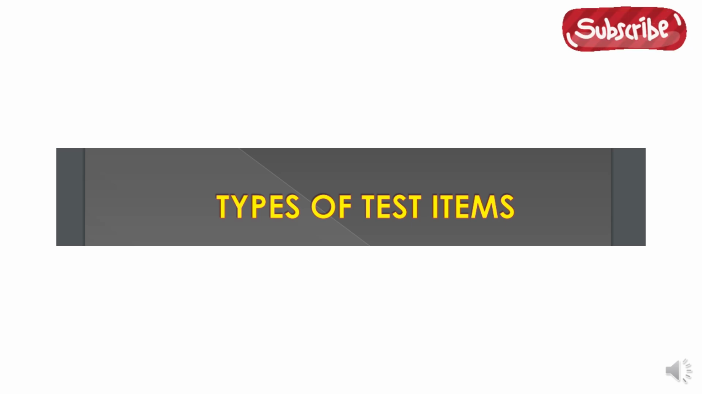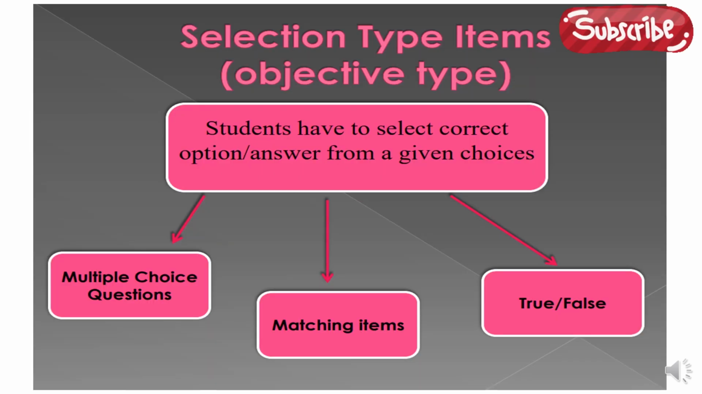And welcome back. So our topic today is types of test items. In this, we discuss the selection type items, the objective types, where the student has to select the correct option or answer from given choices. We have three types of objective questions: multiple choice questions, matching items, as well as true false statements.